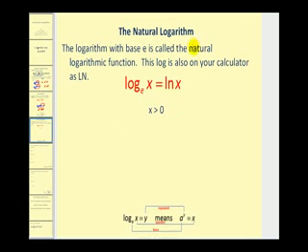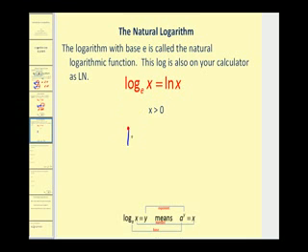The second log the calculator has is the natural logarithm. The logarithm with base e is called the natural logarithmic function. This log is also on your calculator as capital L, capital N. So you won't see log base e of x. It's written ln x. So you have to remember that this just means log base e. Remember, e is an irrational number similar to pi, except it's approximately equal to 2.718.